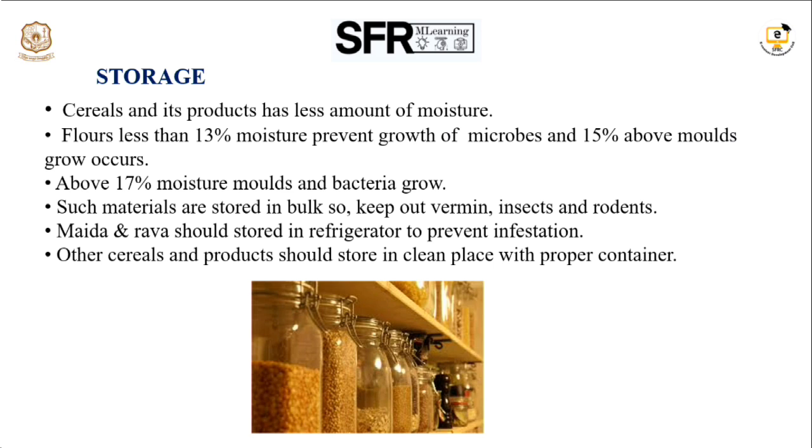They should be kept safe from insects, molds and rodents, and maida and rava should be stored in the refrigerator to prevent infestation. Proper storage is required, and the storage area should be clean, without any insects or rodents like rats. With good storage, the shelf life is also improved.